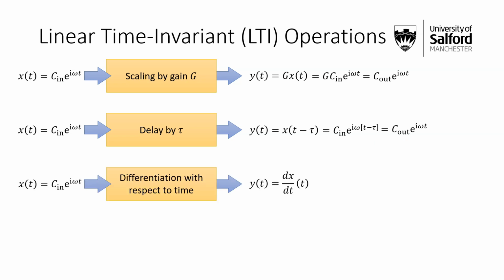Differentiation with respect to time, we just saw this. It just comes down as an i omega, bundle that into the c, and you just get another thing in the same form out, just with a different c.